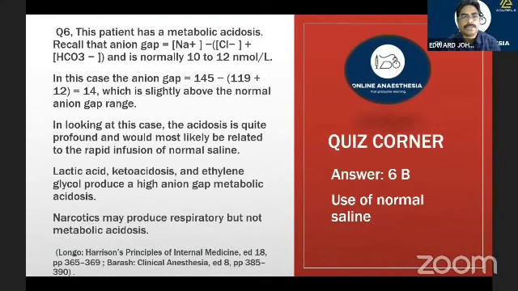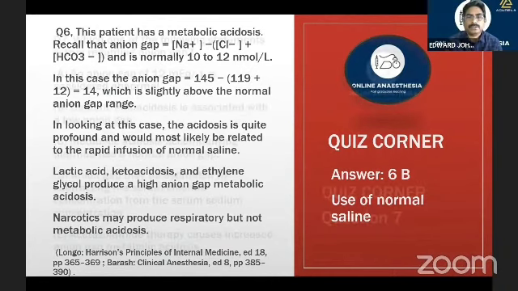This patient has a metabolic acidosis. Recall the anion gap, which is 10 to 12 as the normal. In this case, the anion gap is 14, which is slightly above the normal range. In looking at this case, the acidosis is quite profound and most likely related to the rapid infusion of normal saline. Lactic acid, ketoacidosis, and ethylene glycol produce a high anion gap metabolic acidosis. So we will move on to the 7th question.